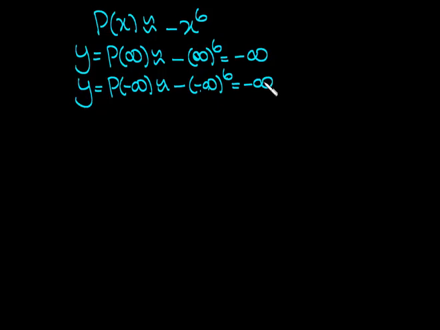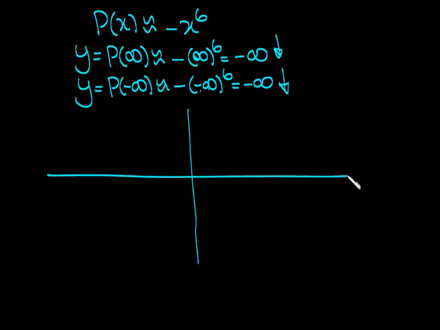Okay, so now in both cases, when x gets big, y gets small. When x gets small, y gets small. So in both cases the graph's going down. So let's go ahead and graph this. Okay, we have 1, 2, 3, minus 1, minus 2, minus 3. Okay, so let's plot stuff.